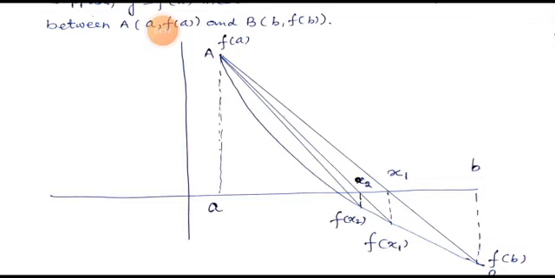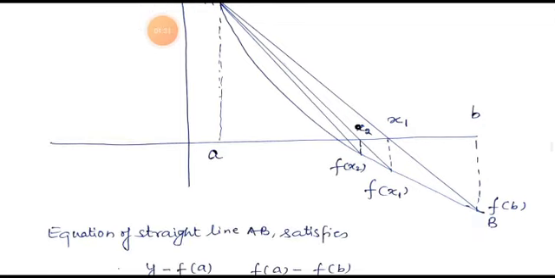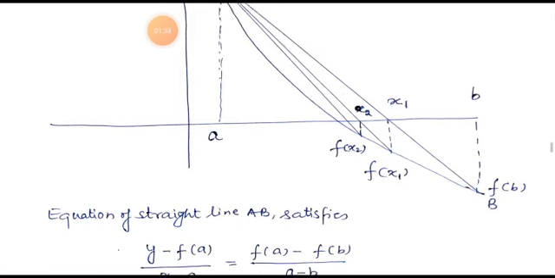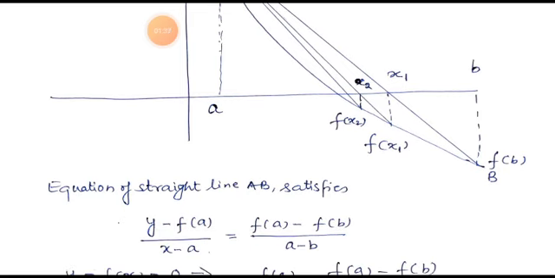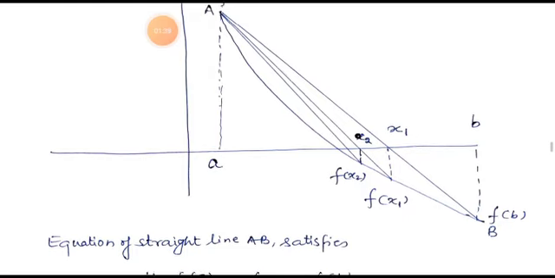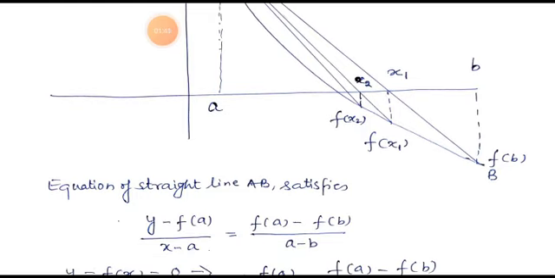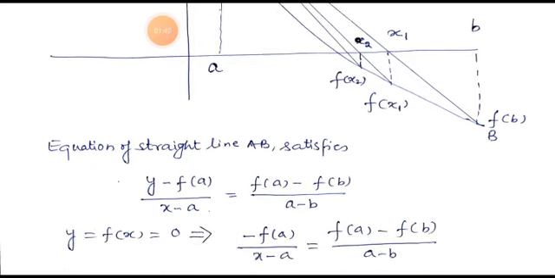Here there are two values a and b, where a is less than b, and at the point a the value of function f(x) will be f(a), and at the value b, the value of the function is equal to f(b). So the equation of straight line AB is (y minus f(a)) upon (x minus a) is equal to (f(a) minus f(b)) upon (a minus b). Here y is equal to f(x) is equal to 0.